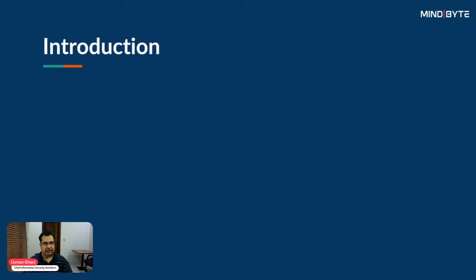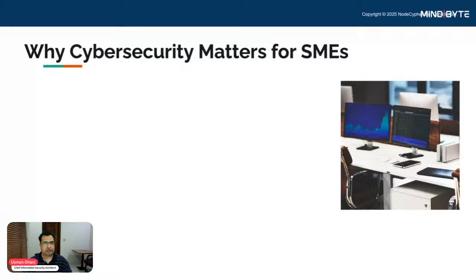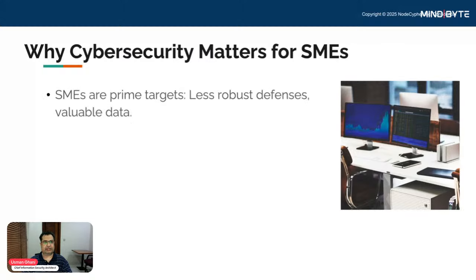Moving on, I went through my introduction a little earlier. So why is cybersecurity a matter of concern for small SMEs? There are several reasons, but I'm going to discuss a few of them here. The first one is that SMEs are prime targets of cyber attacks, because they have less robust defenses. As I mentioned earlier, they're small, and a lot of them don't have enough budget for information and cybersecurity. But on the other hand, they do have valuable data.